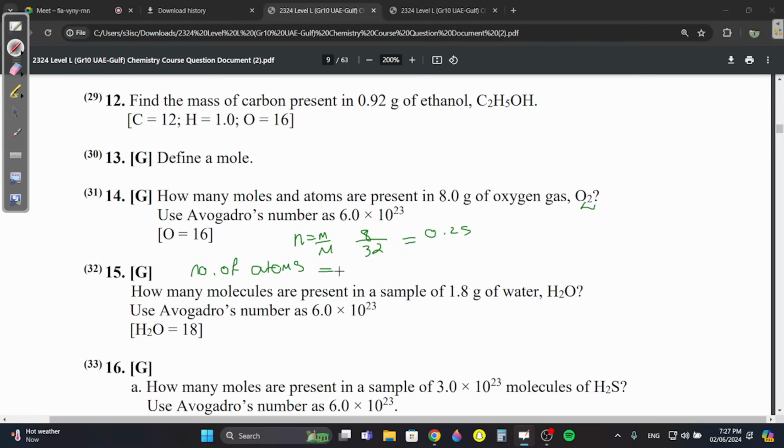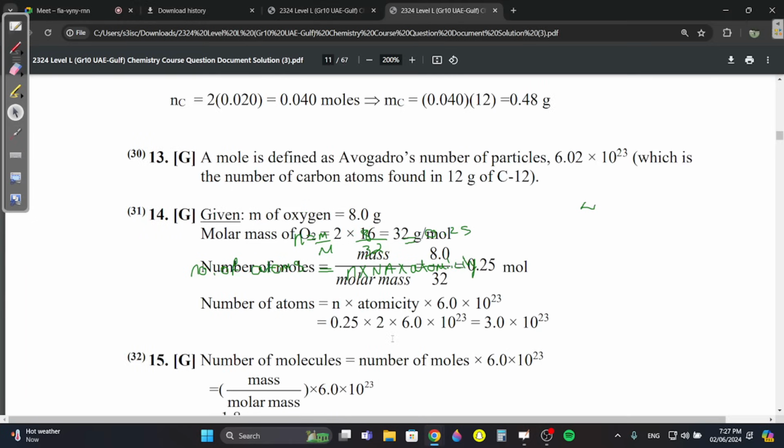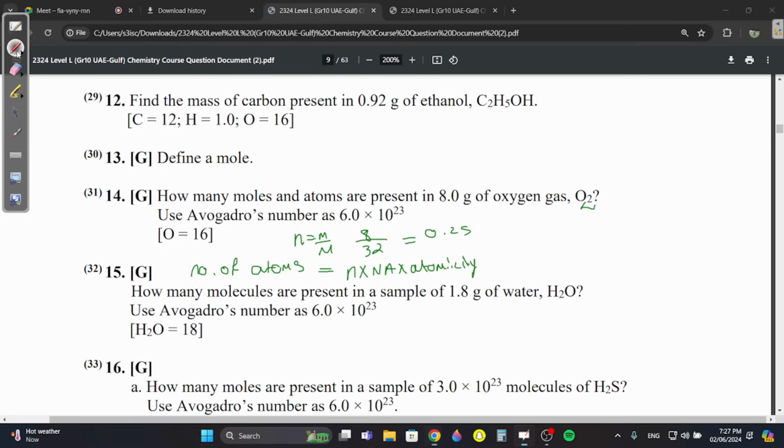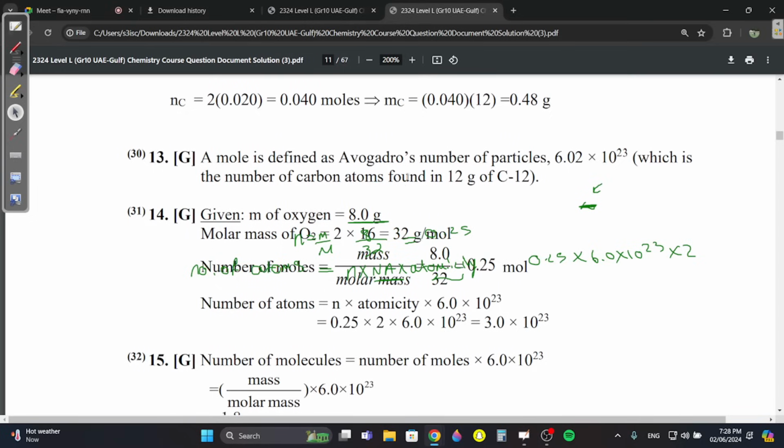These are the first formulas we took in chemistry. The number of atoms is n times Na times atomicity, where Na is Avogadro's number. In this case, it would be 0.25 times 6.0, please pay attention, sometimes you say 6.0, sometimes 6.02, times 10 to the power of 23 times the atomicity. Here the atomicity is 2, and you get 3 times 10 to the power of 23.